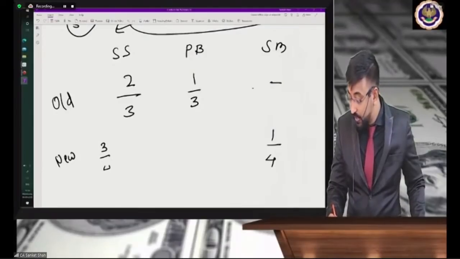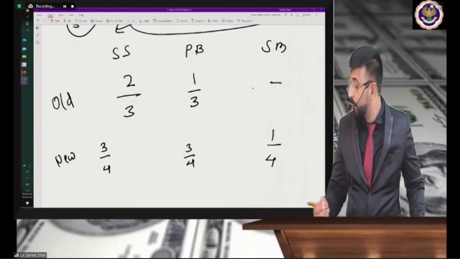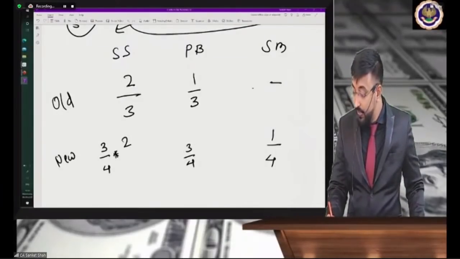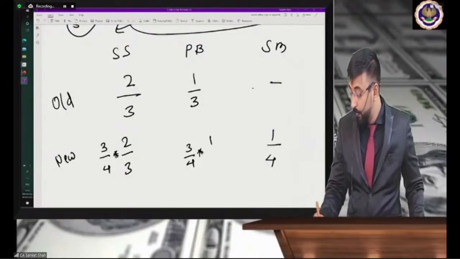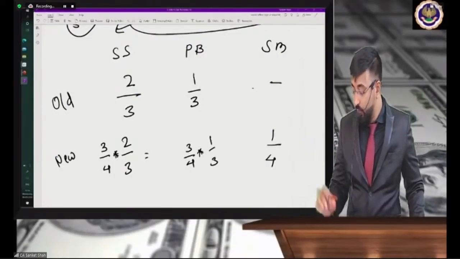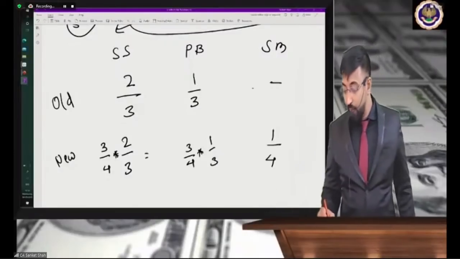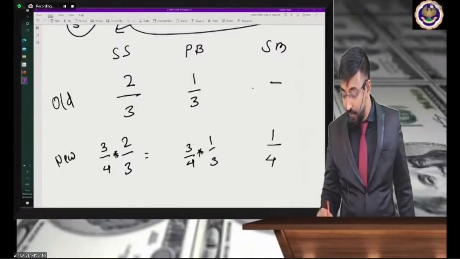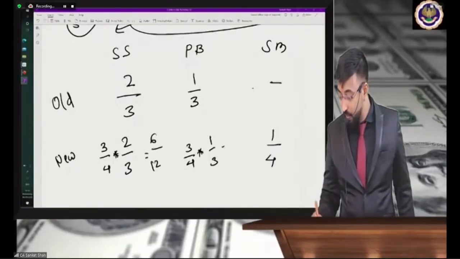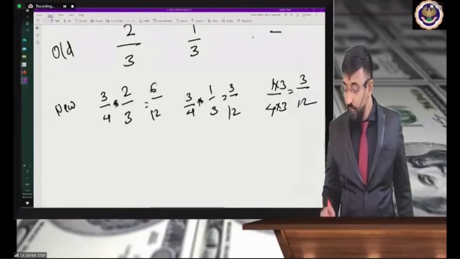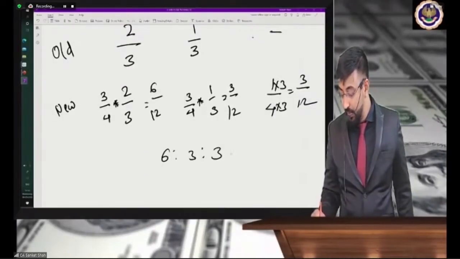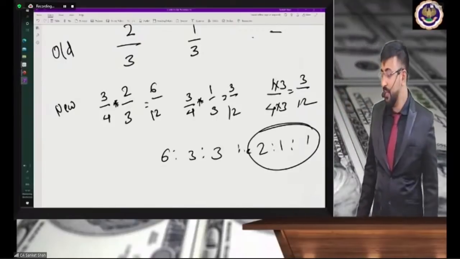Now, remaining chocolates are 3/4. And we will divide this in the ratio of 2:1. So 2:1 means 2/3, 1/3. So the new ratio is 6/12, 3/12, and this is 3/12. So the new ratio is 6:3:3, that is 2:1:1. It's very simple.